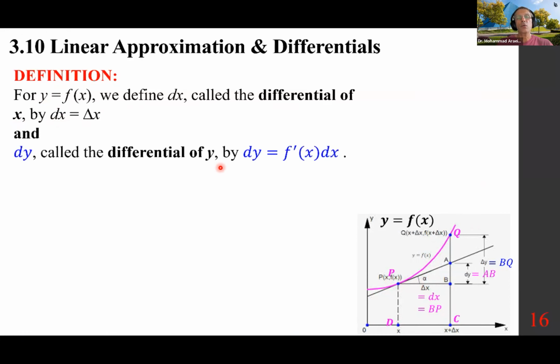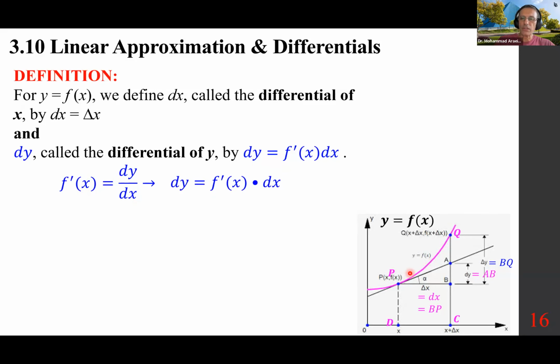dy, called the differential of y, is dy equals f prime of x dx. So recall f prime of x is dy/dx. If we do the cross multiplication, dy is f prime of x dx. And so what I want you to notice is this. When we have this curve, everybody, delta y is the change in y along the curve. So delta y is this distance of BQ. So in other words, CQ minus PD.